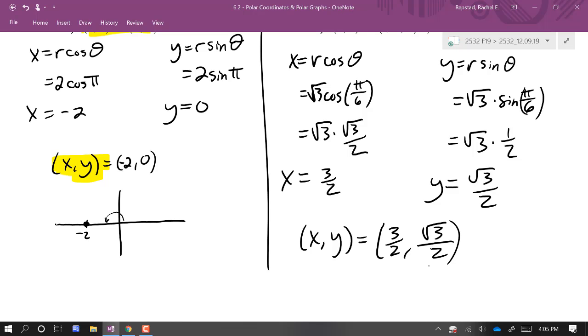Given a set of polar coordinates, there will be only one set of rectangular coordinates that fits that point. Questions so far?